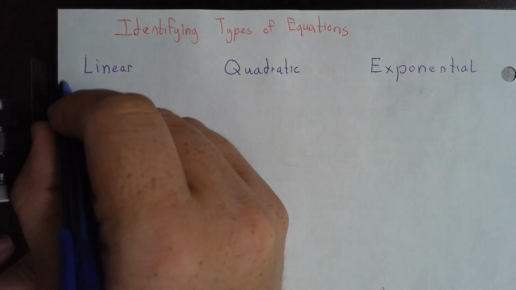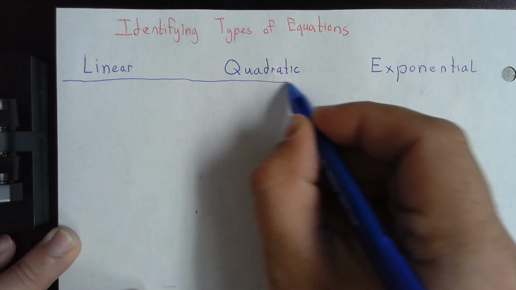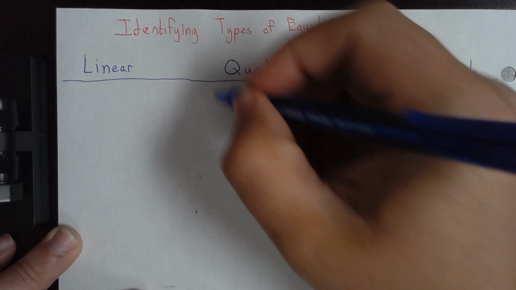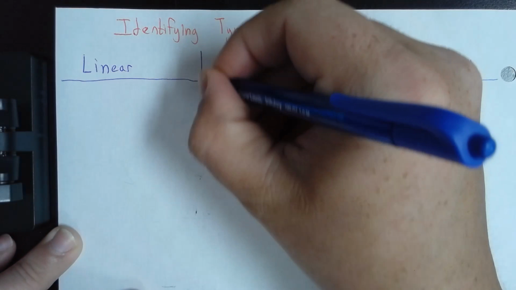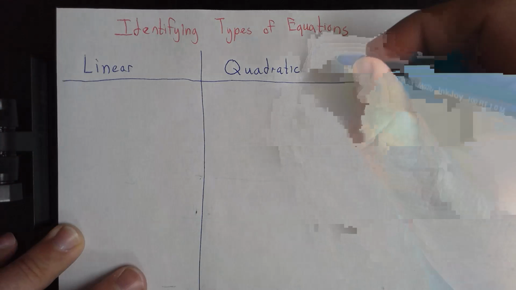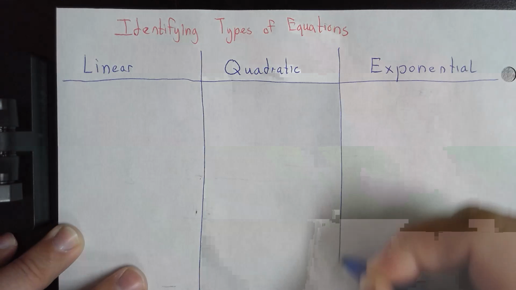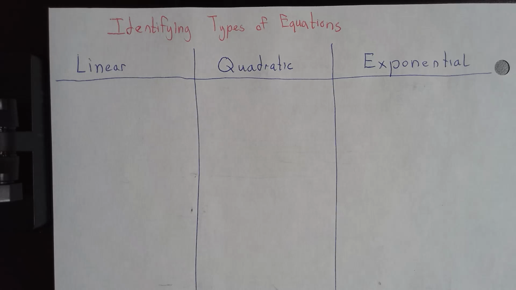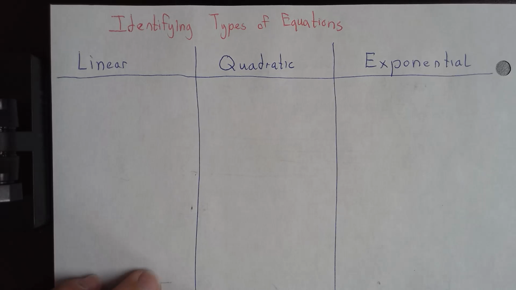Now, there are, of course, other types that we have yet to talk about. There's absolute value. There are rational equations. There are all different types. A bunch we won't even get to in Algebra 1. These are the 3 main ones that we'll get to. So we've talked a little bit today already about linear.